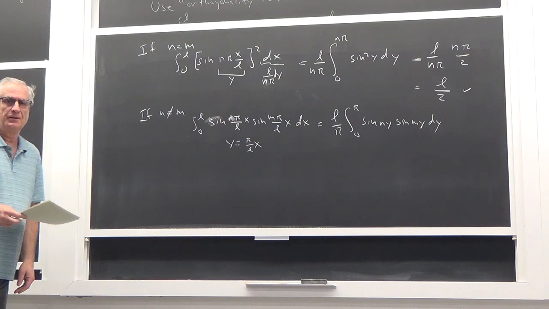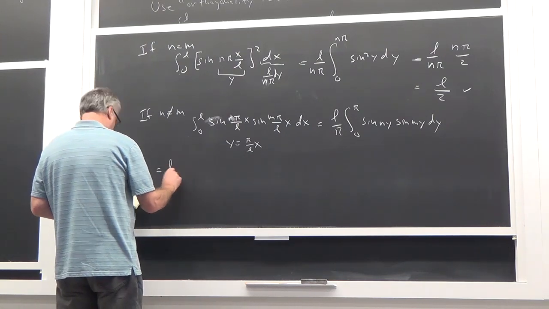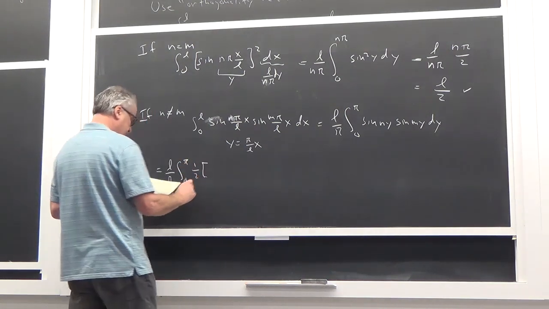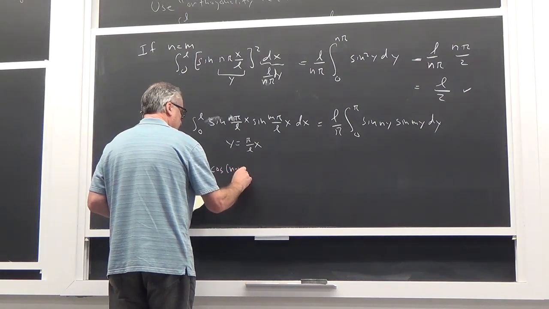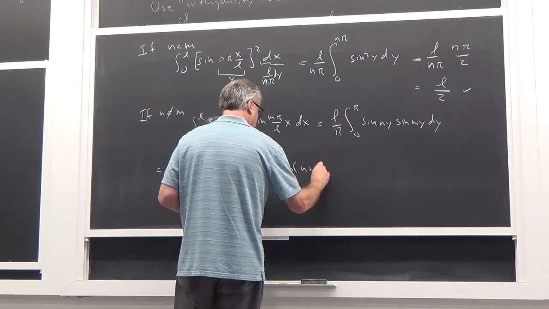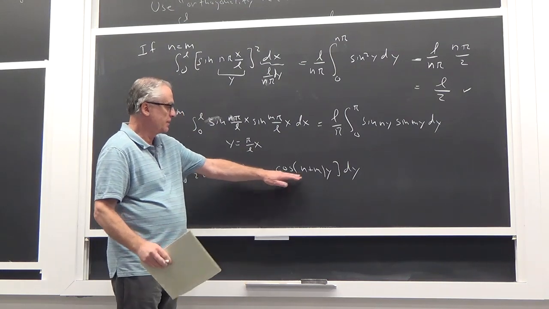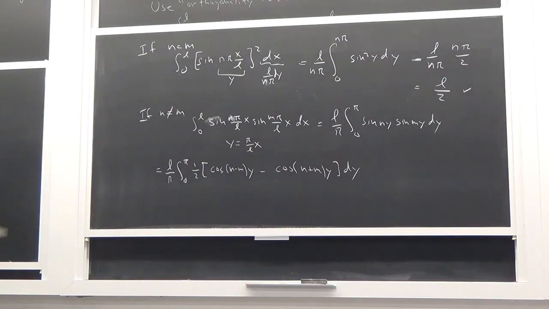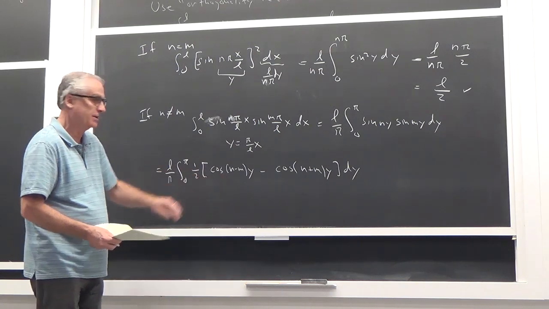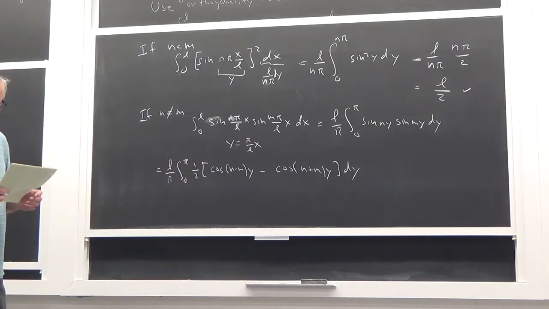Now I use a trig identity, the sum and difference of angle identity, to write this as L over pi times the integral from 0 to pi of 1 half, the cosine of (n minus m) times y minus the cosine of (n plus m) times y, dy. If you work this out, the cosine terms cancel, and you're just left with the sine terms, and dividing by a half gives exactly that product of sines.